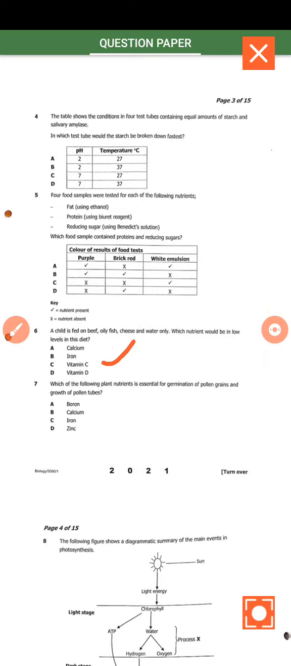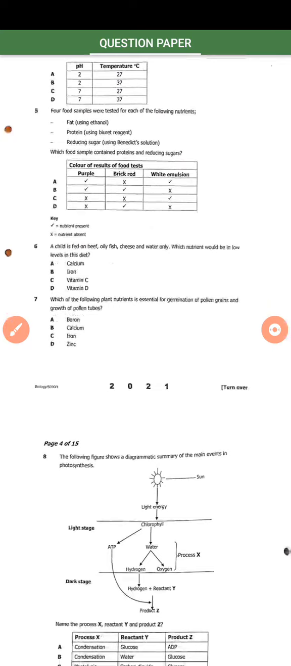Okay, so the answer there is C. Okay, then we go to 7. They are saying, which of the following plant nutrients is essential for germination of the pollen grain and the growth of the pollen tube? So this one is straightforward. The answer is A. Boron is required for the germination of the pollen tube.